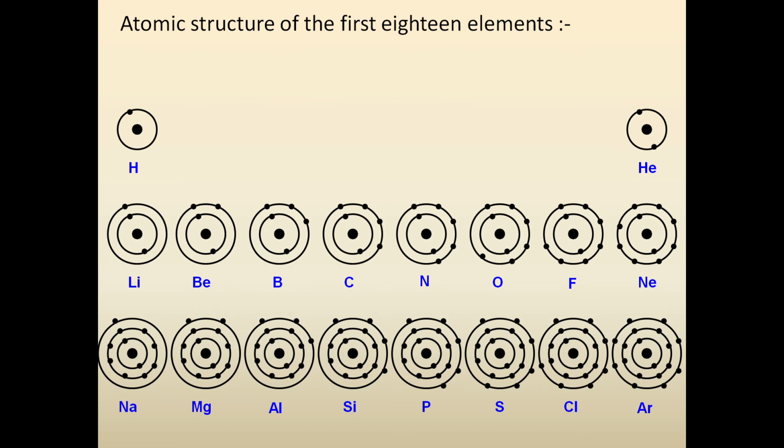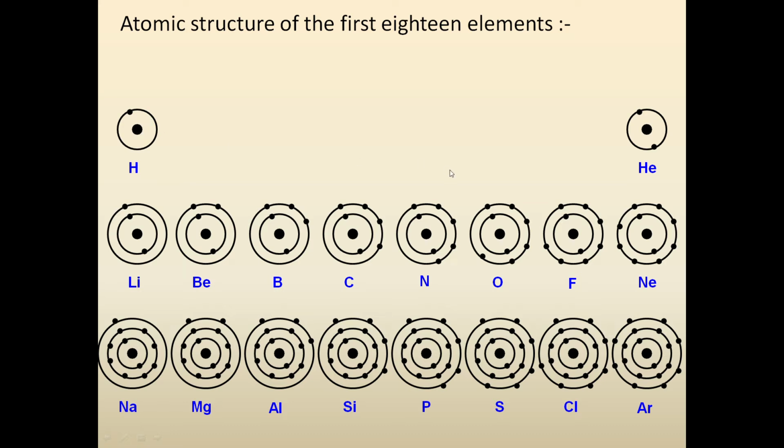Now we can see the atomic structure of the first 18 elements. As you can see, let us understand a few of them. This is the atomic structure of hydrogen. Hydrogen has a nucleus and it has one electron which is revolving around the nucleus. So we have one dot in this outer circle and this inner circle represents the nucleus.